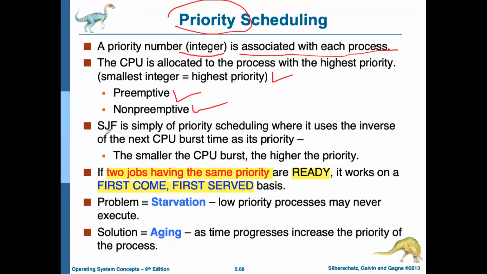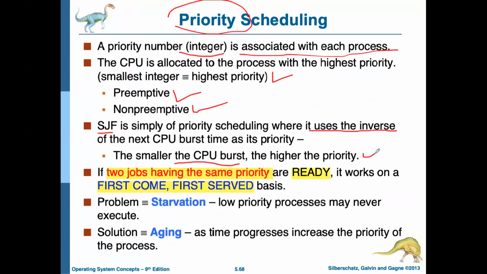SJF, shortest job first, is simply a priority scheduling where it uses the inverse of the next CPU burst time as its priority. That is the main target, the main goal for each algorithm, and we already explained this before. So the smaller the CPU burst, the higher the priority.